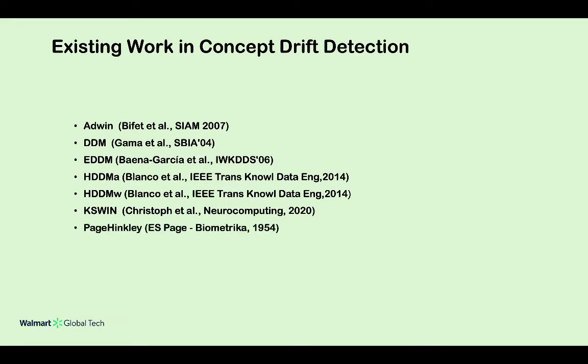Now is Page-Hinkley. It signals concept drift when the difference between the observed values and the mean crosses over a user-defined threshold.